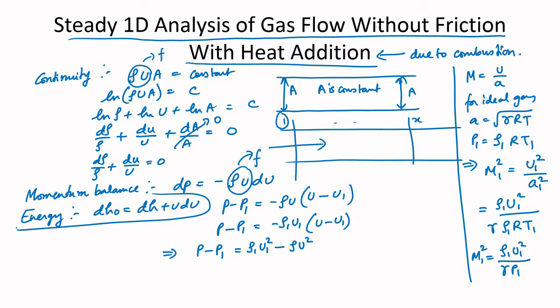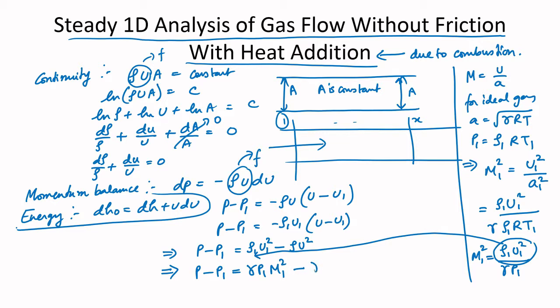Rho 1 U1 squared divided by gamma P1. This implies P minus P1 is equal to gamma P1 M1 squared, because what I am doing is that I am substituting this thing into here. Okay. And similarly, this is essentially gamma P M square.